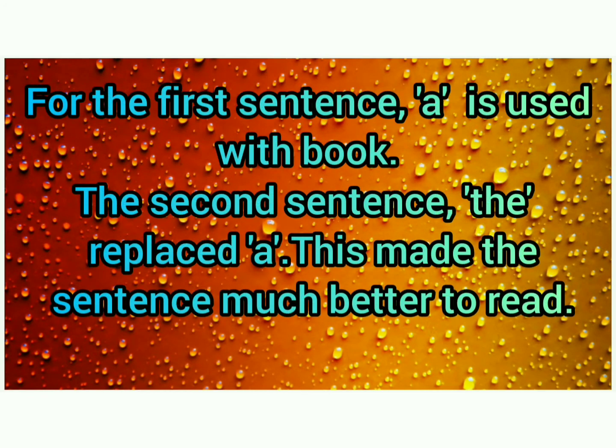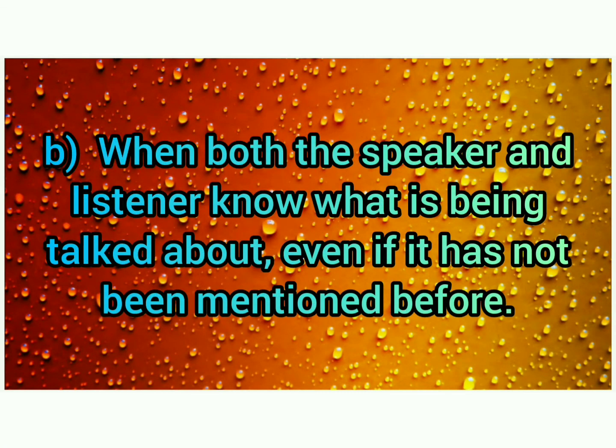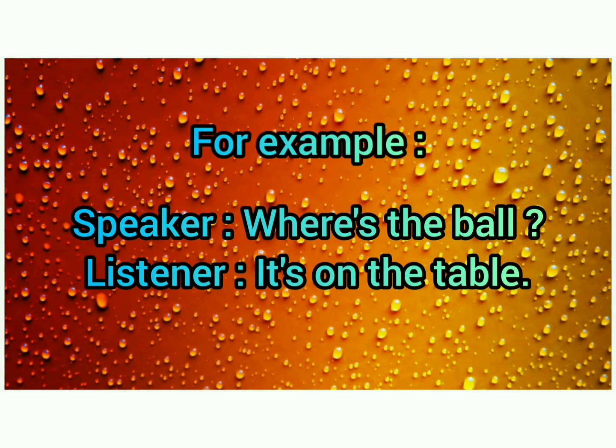For the first sentence, a is used with book. In the second sentence, the replaced a. This made the sentence much better to read. B, when both the speaker and listener know what is being talked about, even if it has not been mentioned before. For example, speaker: where's the ball? Listener: it's on the table.